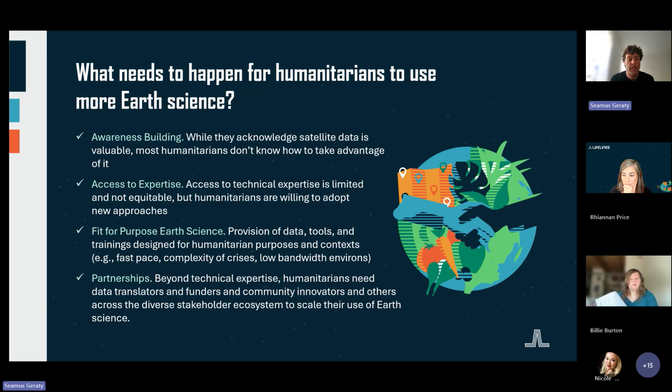In-house capacity to work with satellite and other geospatial data in many humanitarian organizations is minimal. Also, folks need fit for purpose Earth science. That means they need data, tools, models, and trainings that are designed for humanitarian contexts and designed with their purposes in mind. The environments that they operate in are fast-paced. These are complex crises and oftentimes low bandwidth environments. We need to take into account who we are creating these tools for. And then finally, partnerships to be able to adopt and scale.